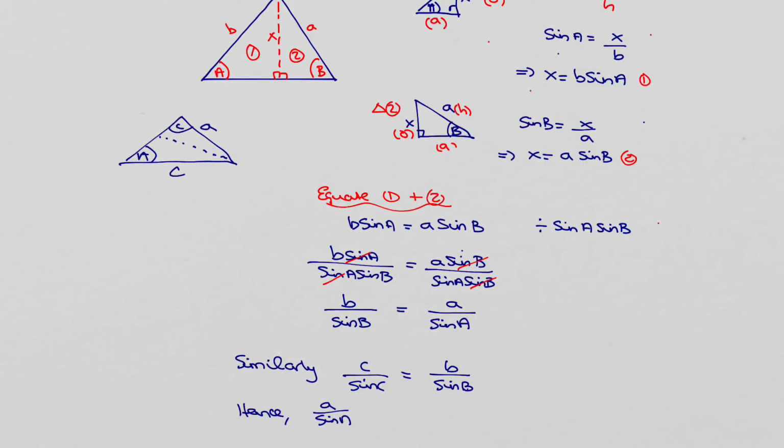It doesn't want to do my A there. Okay, just let me try that again. A over sine A is equal to B over sine B. I can't scroll down the page any further. Is equal to C over sine C.